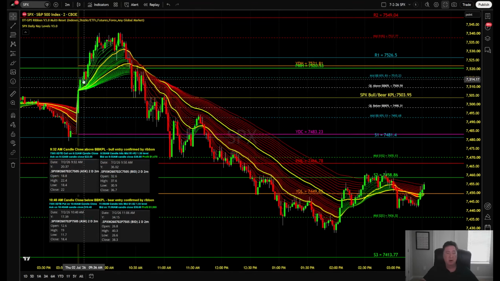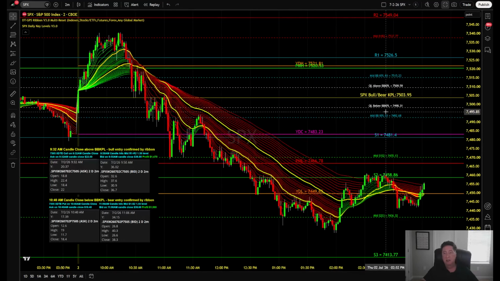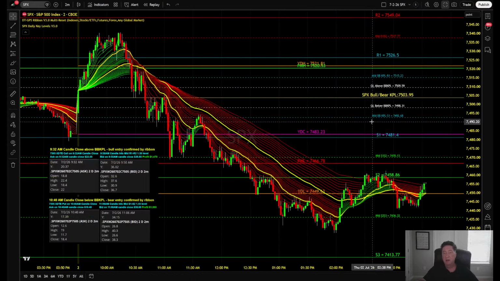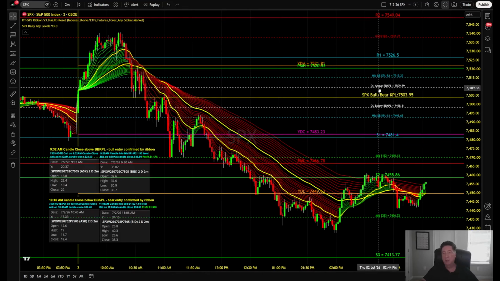Okay, so we have an all green ribbon, candle close above. Tight stop loss is the QL level below the level that we're basing the trade on. The standard stop loss, midpoint level below. If this was a bearish trade, as we'll see in our second trade, the tight stop loss would be the QL above a bearish trade off the bull bear KPL, whereas the standard stop loss would be the midpoint above.